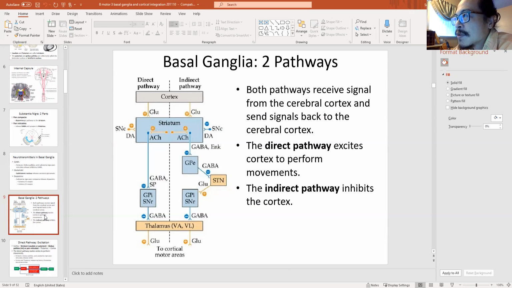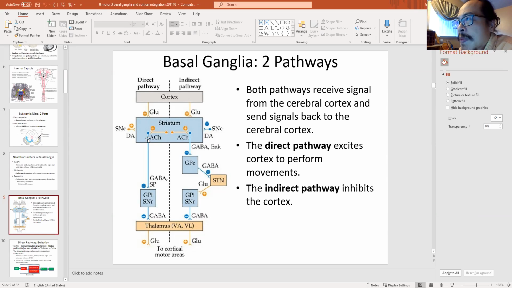So what are the direct and indirect pathways? We know all these different components, and they will be used to assemble the direct pathway and the indirect pathway. The direct and indirect pathways have something in common. What's in common? The inputs and outputs are the same, because both receive signals from the cortex, and they both send signals out to the thalamus and back to the cortex. So that part is similar.